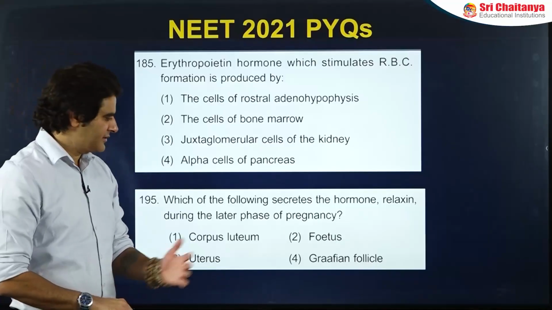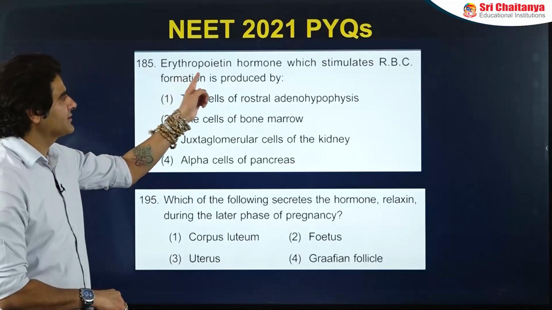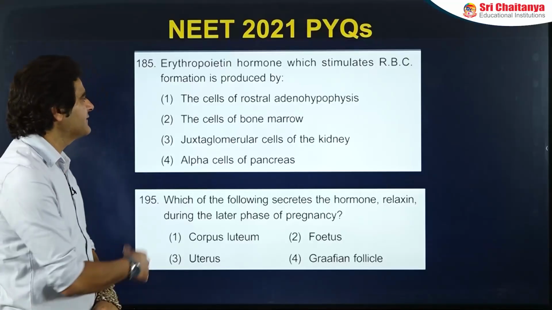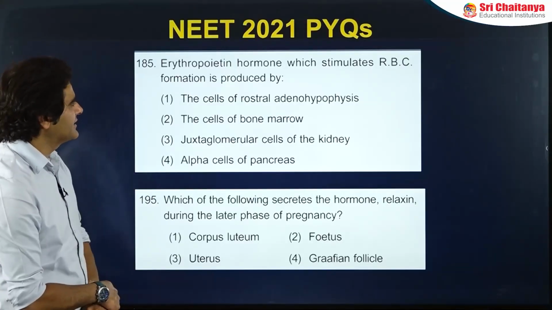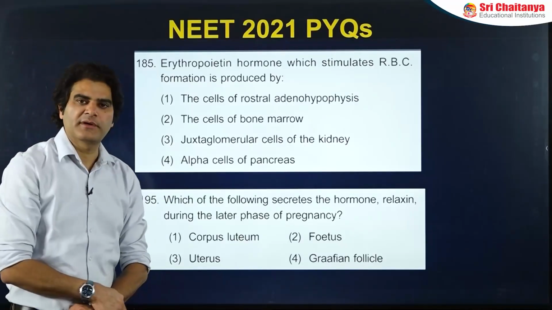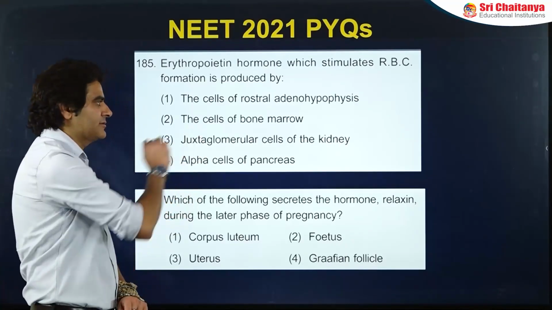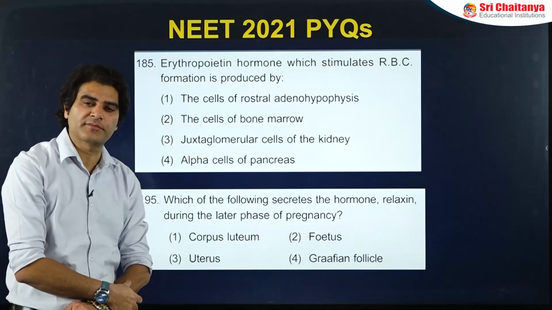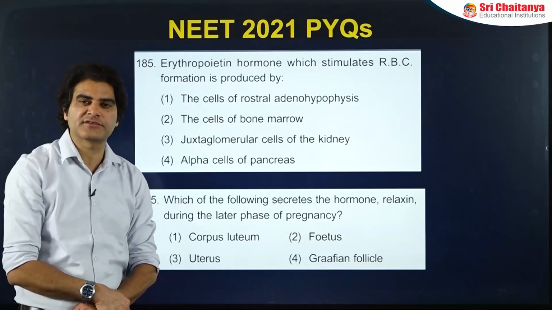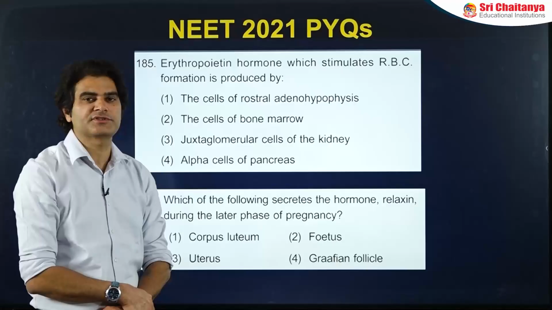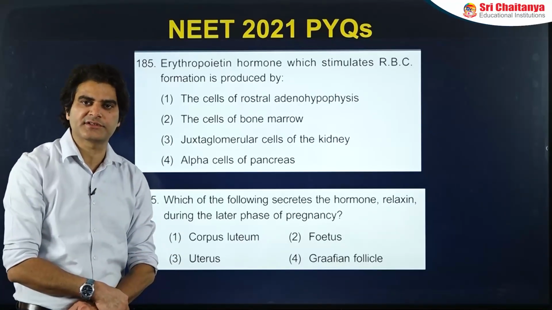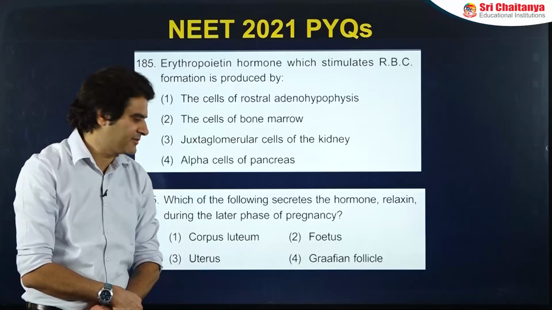NEET 2021, again 2 questions. Erythropoietin hormone stimulating the RBC production. Who produces that? We have discussed it already. The kidneys, and it is produced by, the answer here will be third option, juxtaglomerular cells of the kidney. Function is option number 2. It stimulates the cells of the bone marrow to produce more RBC, but the source is juxtaglomerular cells of the kidney, same cells which produce renin also to regulate RAAS, renin angiotensin aldosterone system, in a dehydrated person.